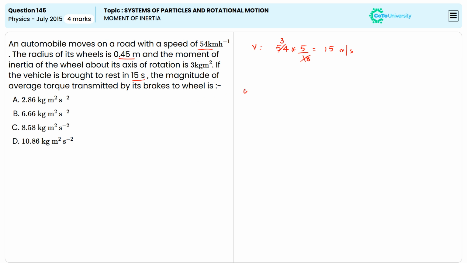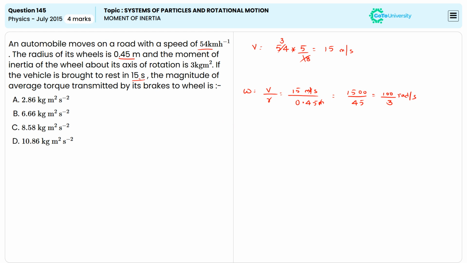Then here the omega is equal to V divided by R. V here is equal to 15 meters per second divided by R, which is 0.45 meters. Meter will get cancelled. Then this becomes 1500 divided by 45, which is nothing but 100 divided by 3 radians per second. This is the omega.